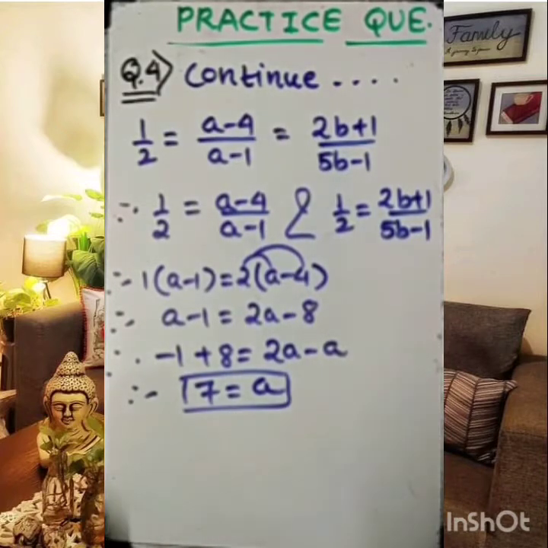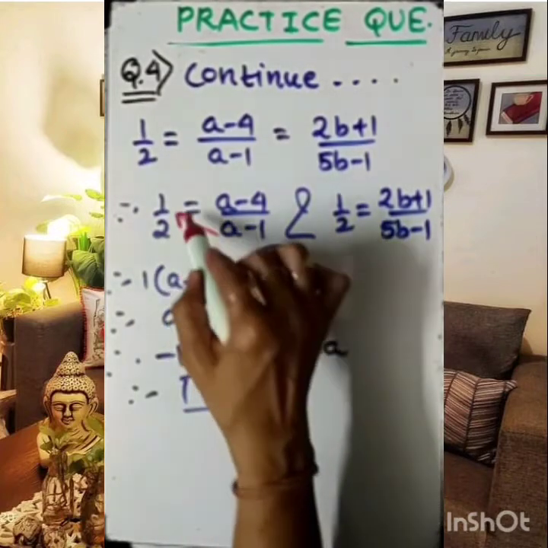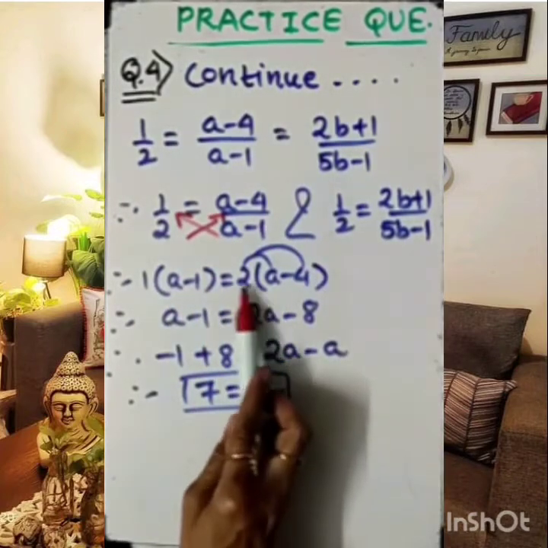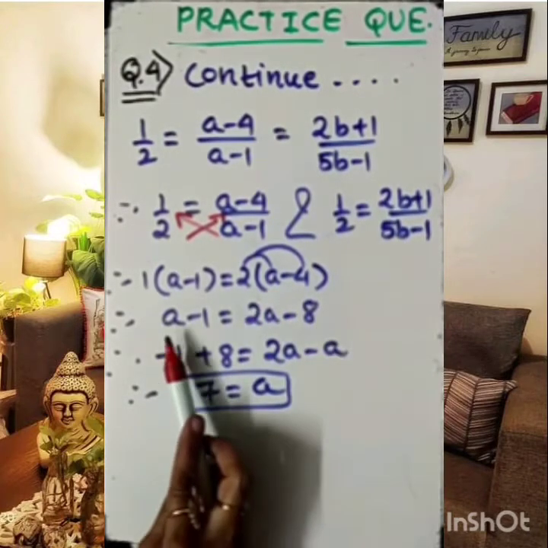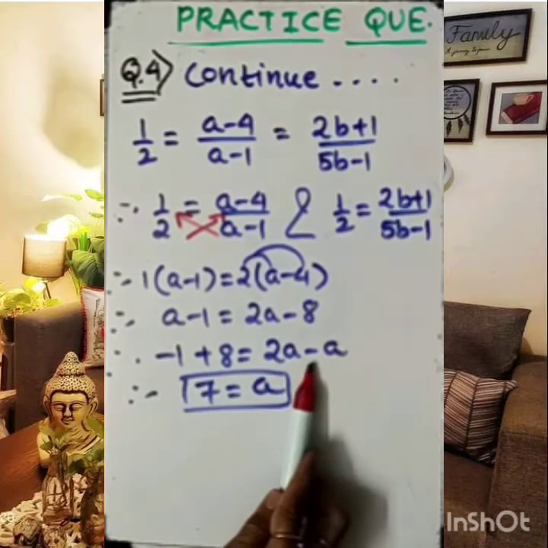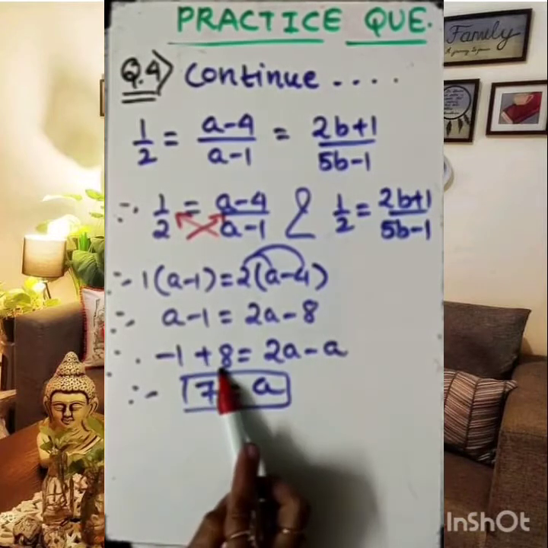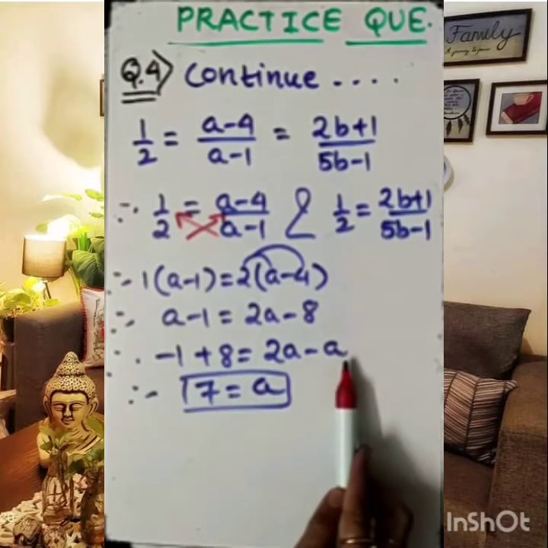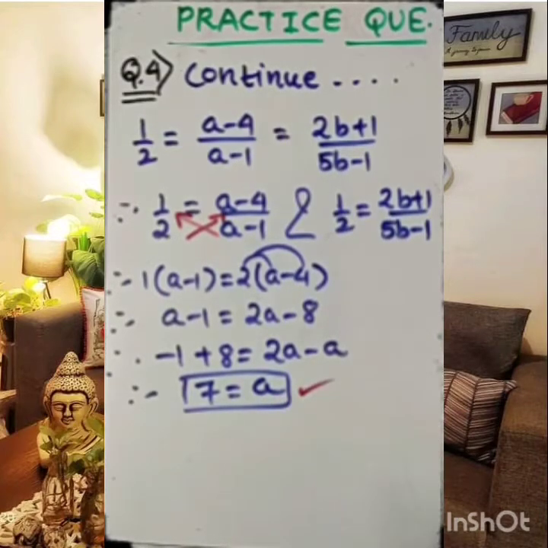How did I get it? Once again, look at your screen. a minus 1, a minus 4, cross multiplication. You know this cross multiplication. So this 2 into a, 2a, minus 2 times 4 is 8. I have brought this a to the right side, so minus a, and this minus 8 to the left side, so plus 8. Minus 1 plus 8 is 7, and 2a minus a is a. So a equal to 7. This is one of the answers.